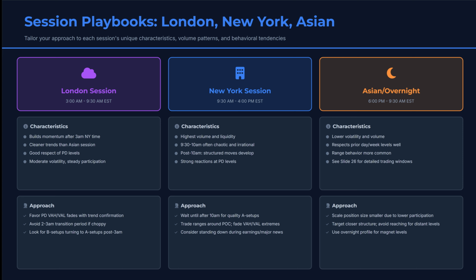Third, post 10 a.m., structured moves develop. Once that initial chaos settles down, usually around 10 a.m. or 10:15 a.m., the market starts to show its hand. You'll see whether it's a trending day or a range day. Volume profile levels start to get respected and price action becomes more readable. This is when your A-grade setups appear. From 10 a.m. onward, you're trading in a much more structured environment where your edge actually works.